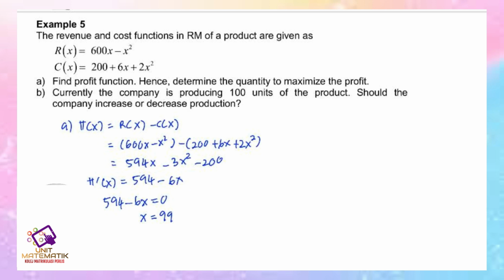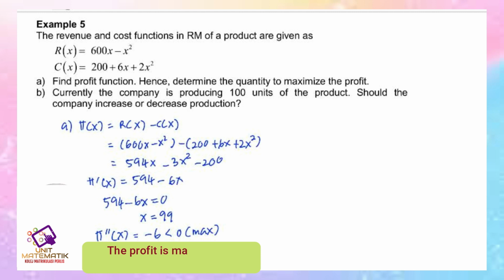Don't forget to test your value with the second order derivative test. Profit double prime is equal to negative 6. The value is less than 0, which means it is a maximum. Proceed to the conclusion. The profit is maximum at a production level of 99 units. After we get the quantity to maximize the profit, then we proceed to B.